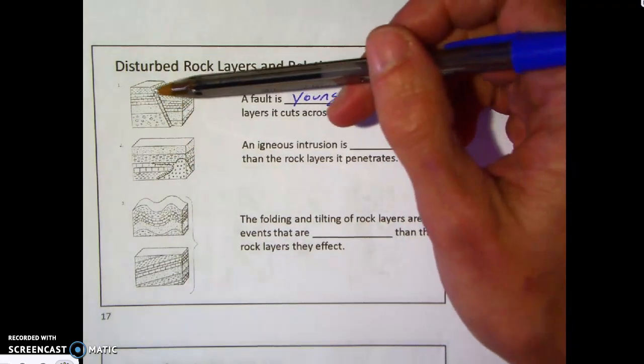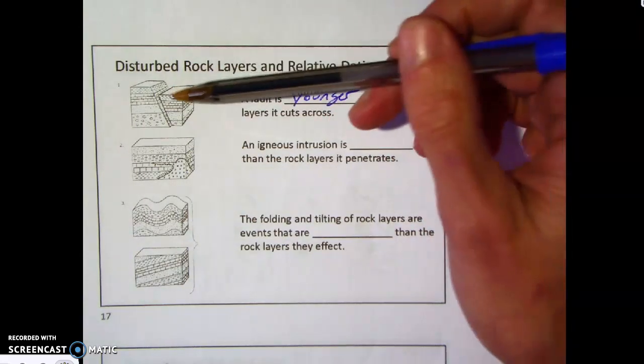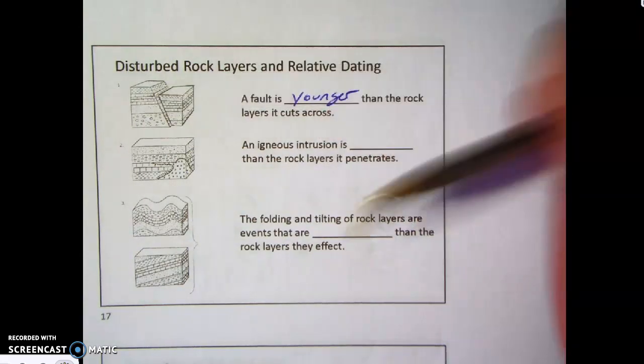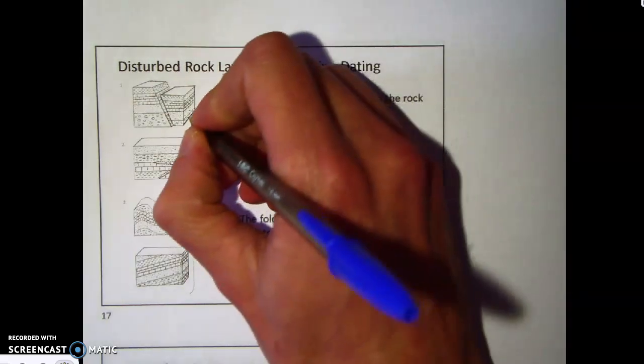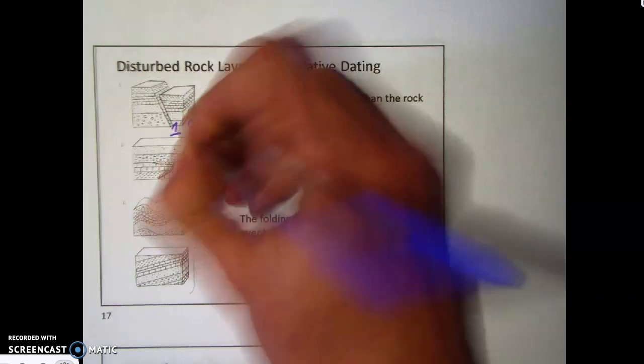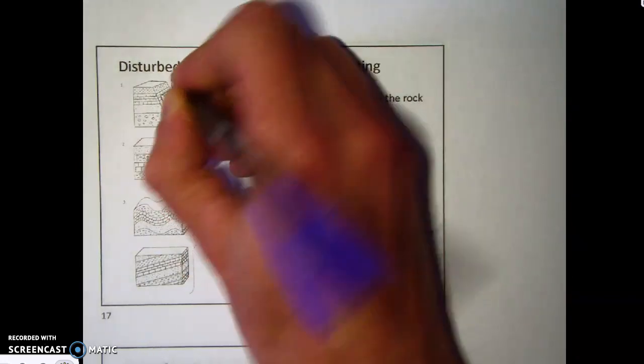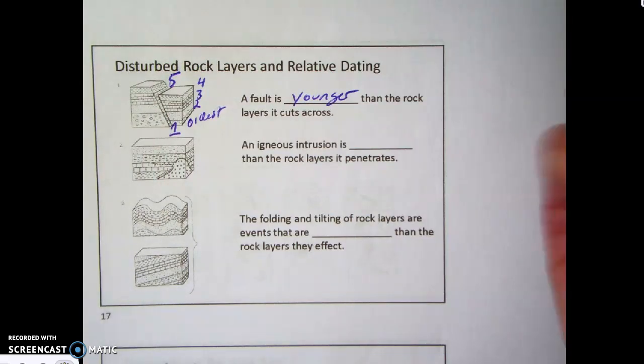In order for the fault to cut across all of these rock layers, the fault has to be younger than the rocks that it went across. So in this case, again, our oldest rock layers are going to be at the bottom, and we're going to go 1, 2, 3, 4, but now our fault is going to be feature 5, which would be the youngest event in this sequence.